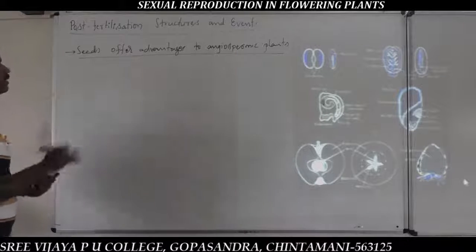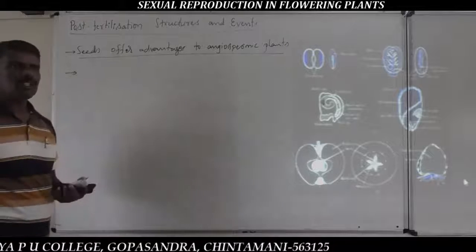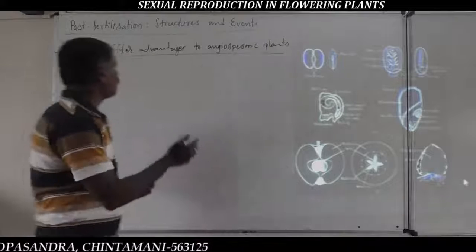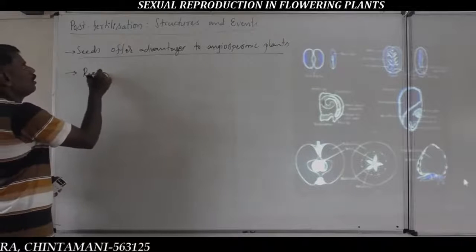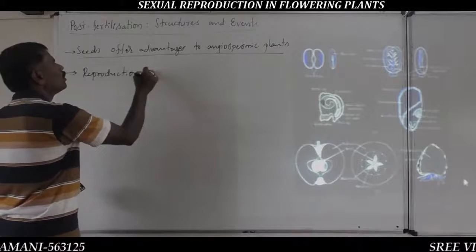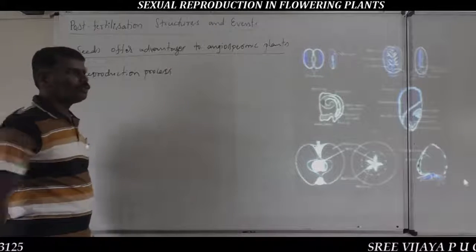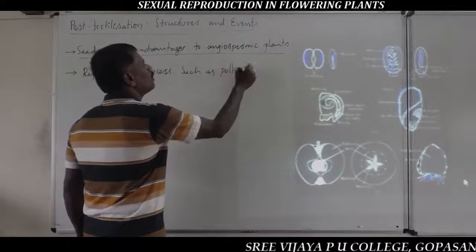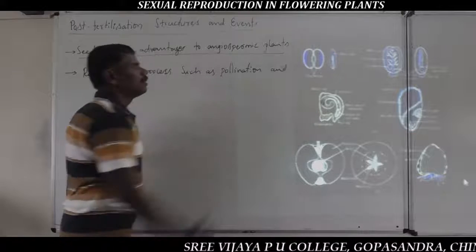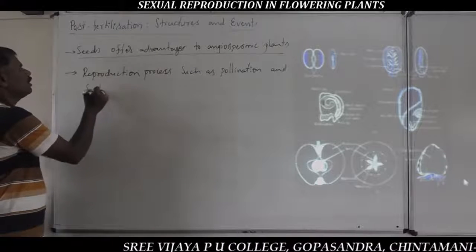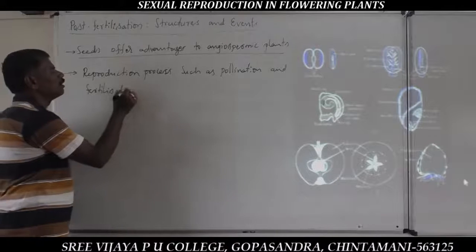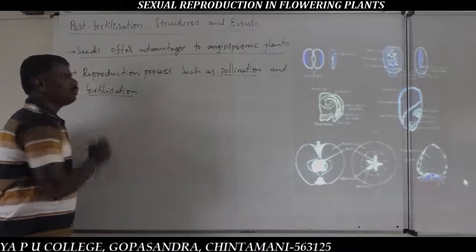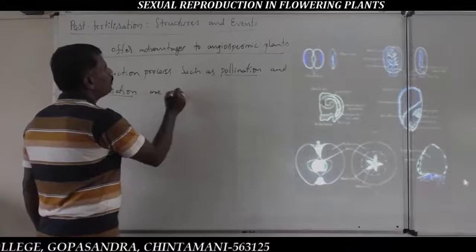It's very important. So here the reproduction, that is sexual reproduction, or reproduction processes such as pollination and fertilization. The pollination process and fertilization process are independent of water.